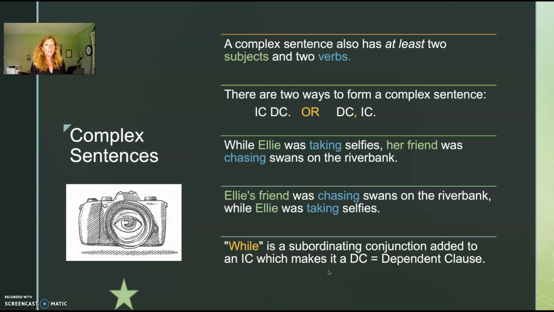There is a whole list of subordinating conjunctions on your conjunction sheet. Words like while, although, nevertheless, okay? And also if you put words like who, what, where, which to make relative clauses and noun clauses, when, where, okay? All of those words, if you see them in a sentence, you're probably looking at a complex sentence.